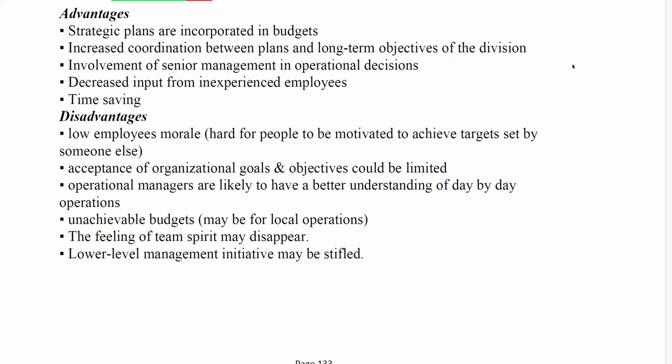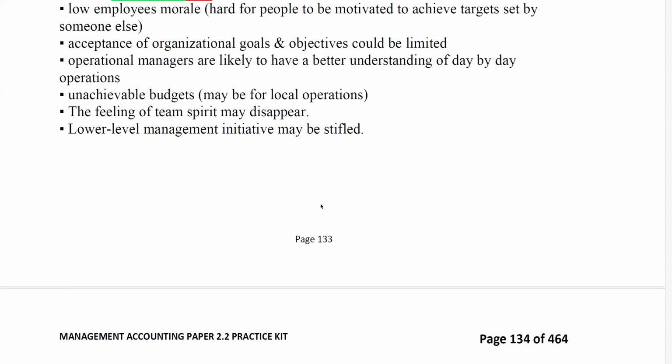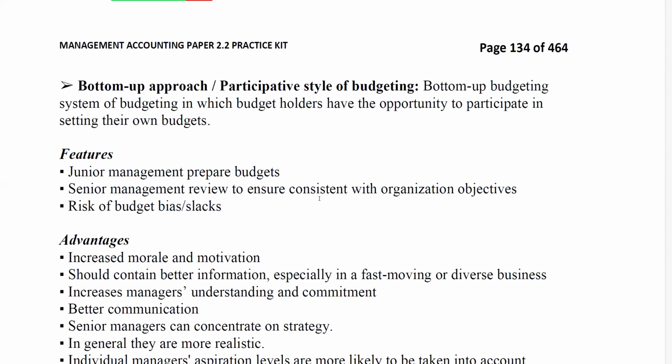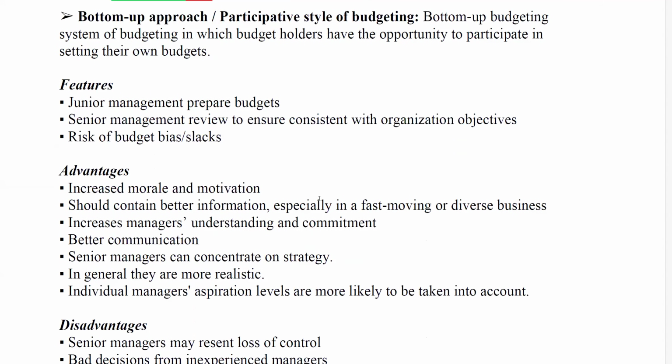So also, the budget may not be achievable because you are not at our level to know whether this budget is achievable or not. And the feeling of team spirit may disappear because we cannot do it together because it is not coming from us. And lower level management initiative may also be stifled, yes, because some people want to grow their career and other things. If you are not giving them that opportunity, they will stay where they want to stay. So that was about the imposed style or the top-down approach.